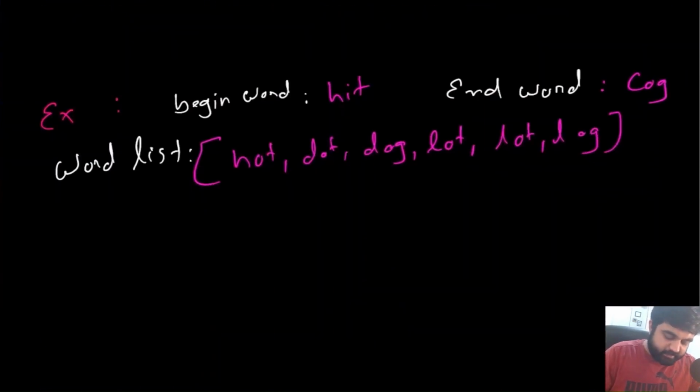If we take a look at the second example, the word we are given is hit, and again the end word is cog, so that is true. But the thing is, in this case, we need to return 0. Why do we need to return 0?